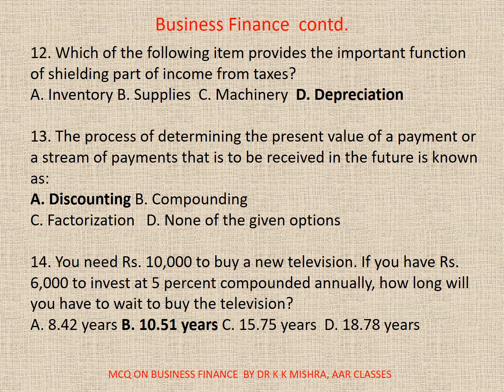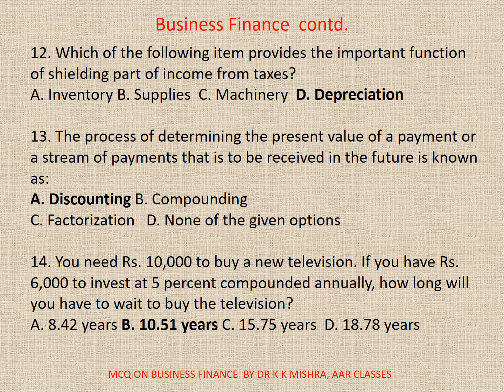Using financial calculator, put, say for example, PV is equal to 6,000, rate 5% interest, FV 10,000, and solve for NPER. You will find it to be close to 10.47. So that is very close to 10.51.